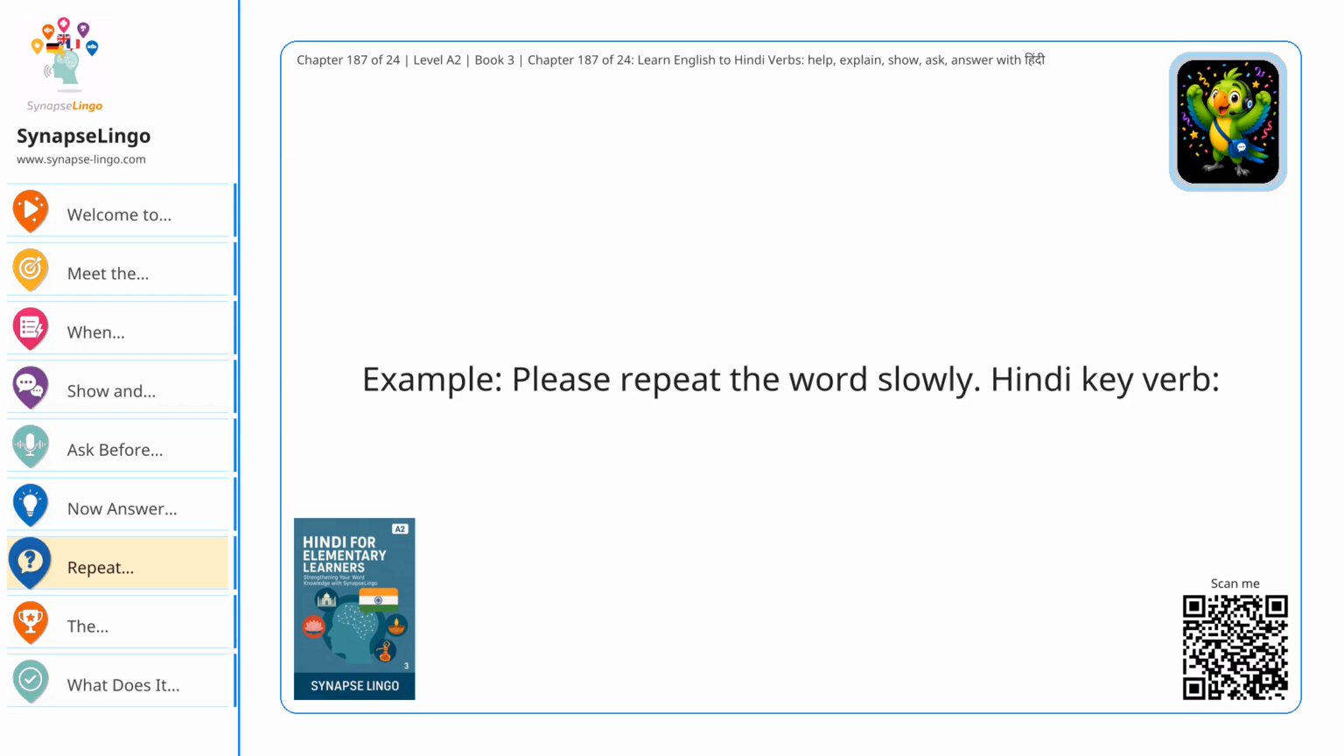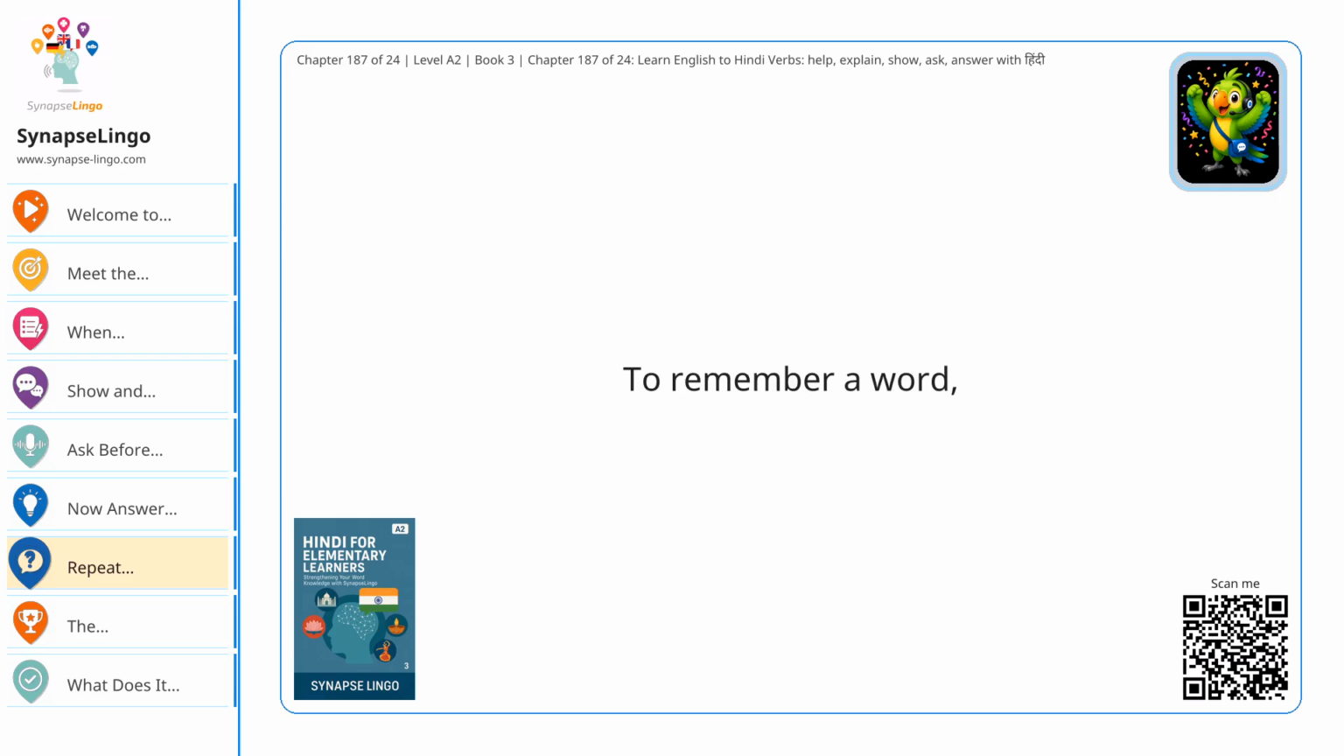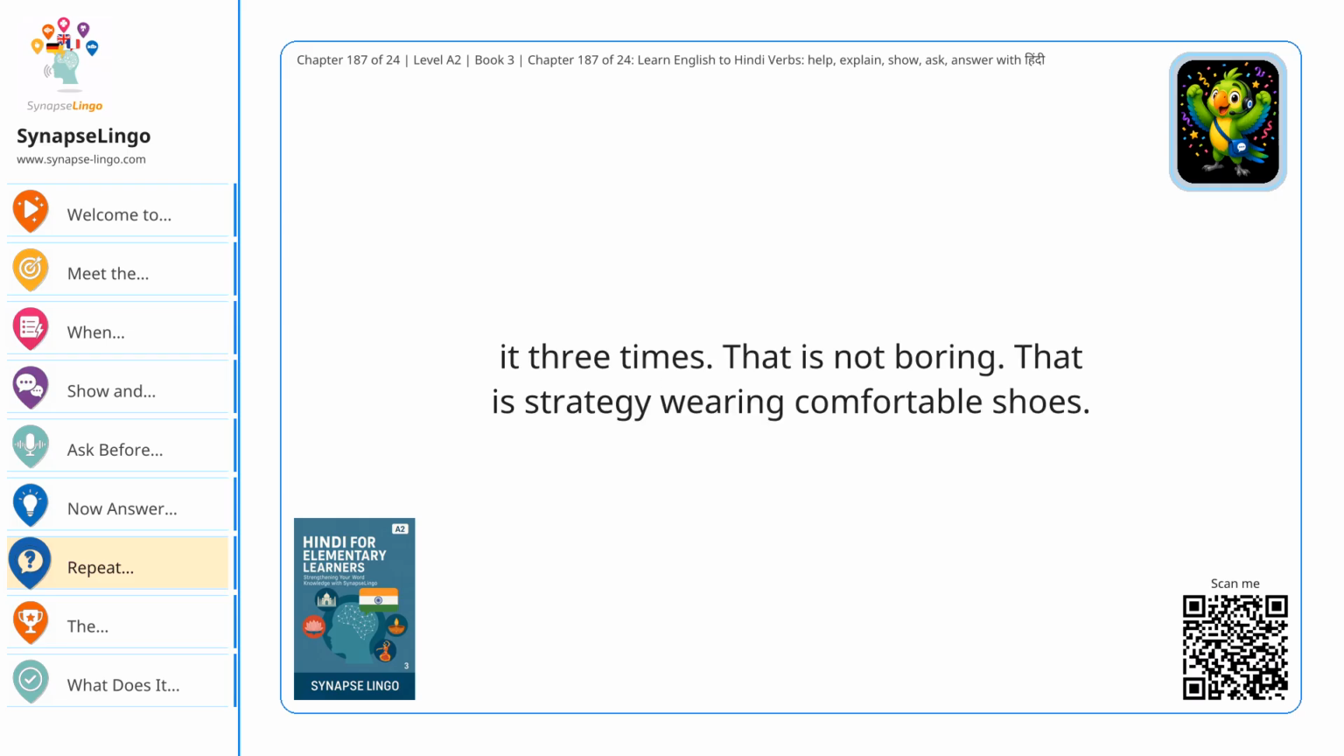Example. Please repeat the word slowly. Hindi key verb. दोहराना. To remember a word, दोहराना it 3 times. That is not boring. That is strategy wearing comfortable shoes.